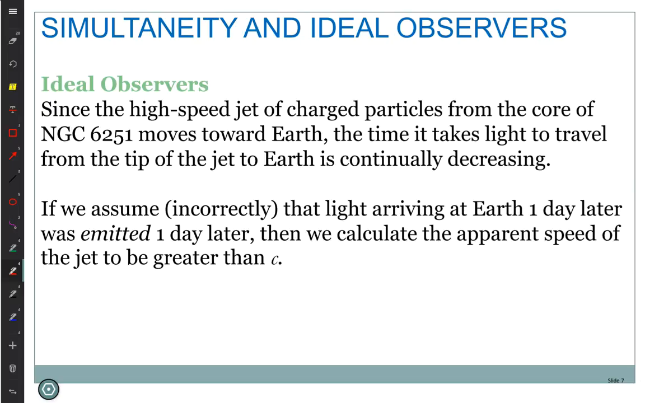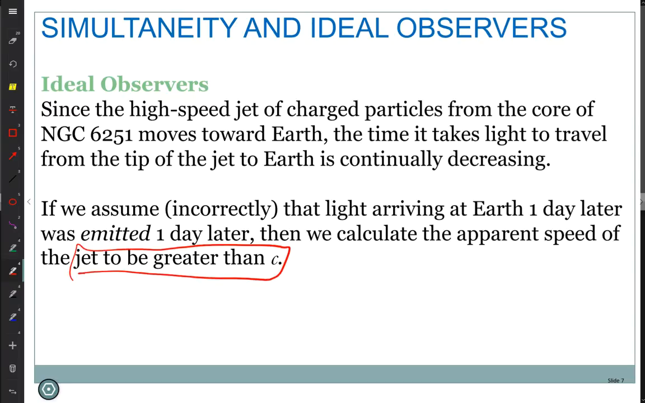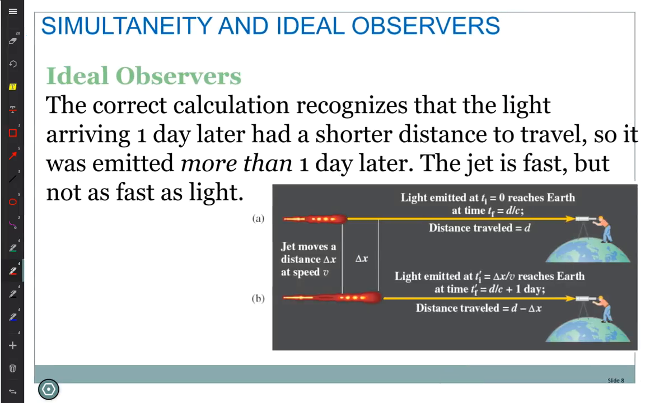You measure that radiation, and the charged particles are coming toward you fast enough that if you take the distance traveled and the light arriving, you calculate the speed of the jet, and you calculate that the jet is moving faster than the speed of light. But that's not possible, right? And so the key is, because the jet moves forward, the actual time that it takes to get to you is less. One day later, it's going to take less time by a day, surprisingly enough, than it did a day earlier. And so when you take that into account, you find that the jet's moving really fast, but not as fast as the speed of light.